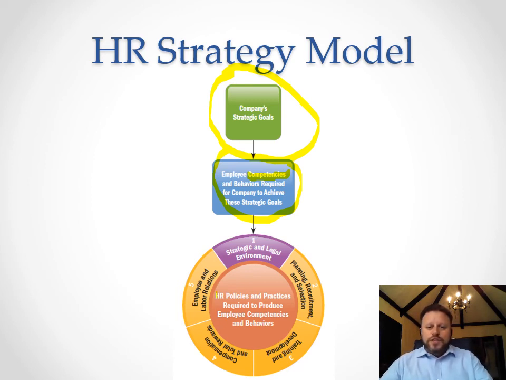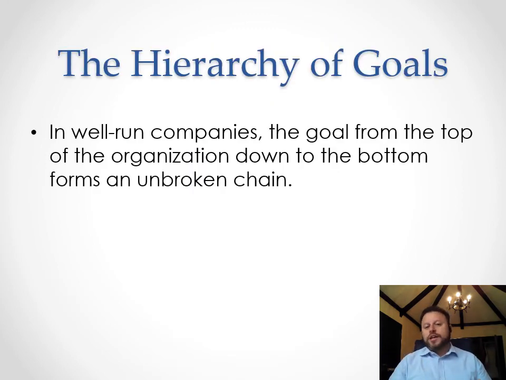And then we have all of these HR policies and practices that help us develop those skills. It could be strategic environment. It could be our planning, our recruiting, our selection. It could be our training, our development. It could be our compensation. It could be labor relations. These are all of the elements of HR that allow us to create the skills that we need to accomplish the goals. Okay, so goals are on top. Then what skills do our employees need? And then how do we use HR to make sure we have the people who have the skills to accomplish the goals? So we start with this idea called the hierarchy of goals.